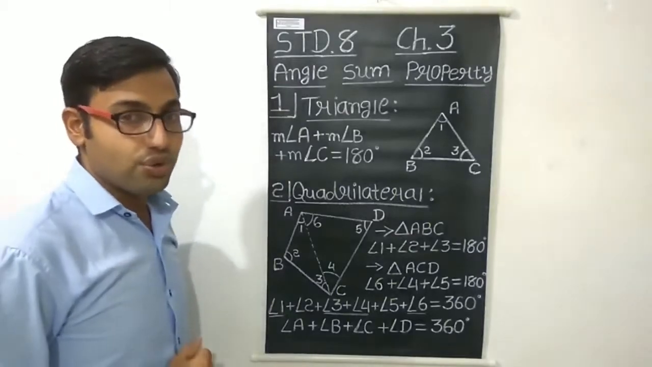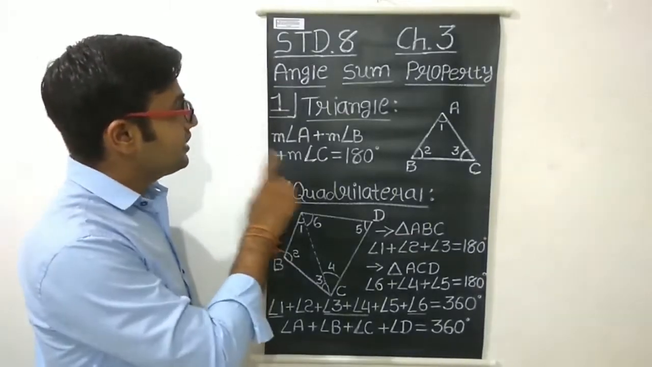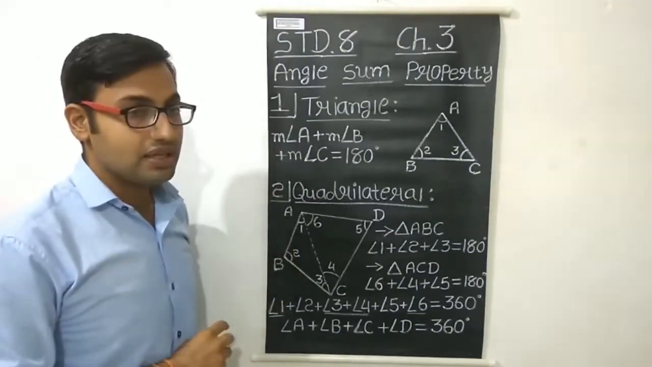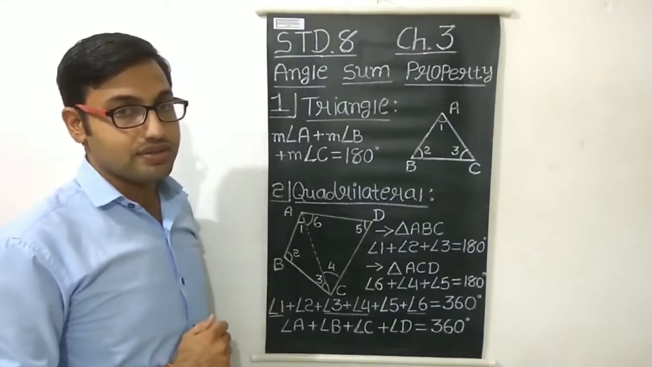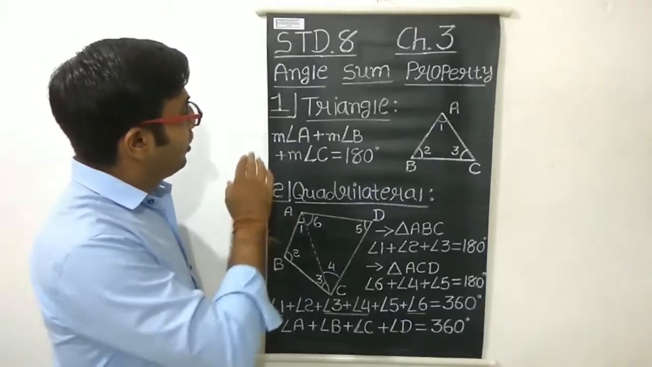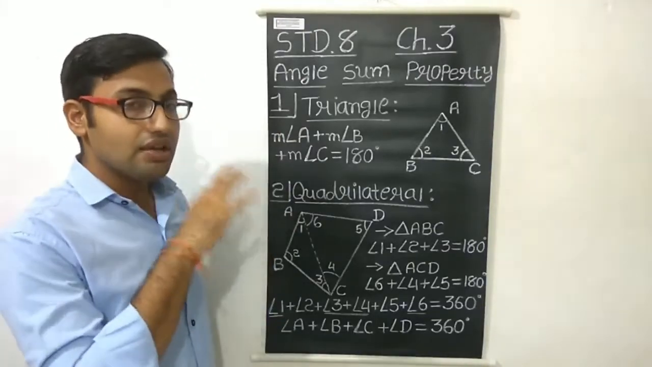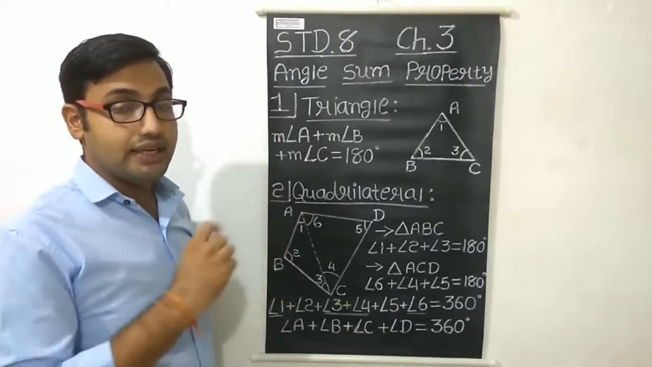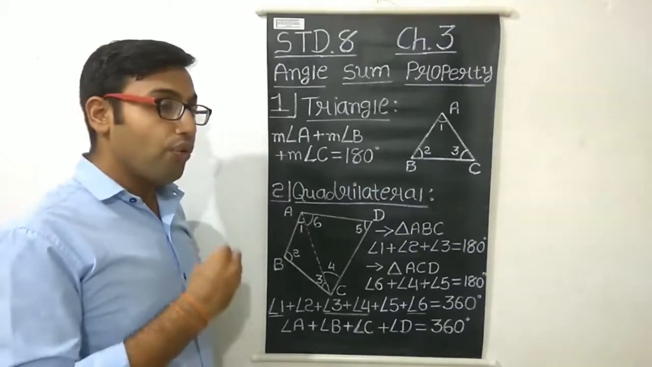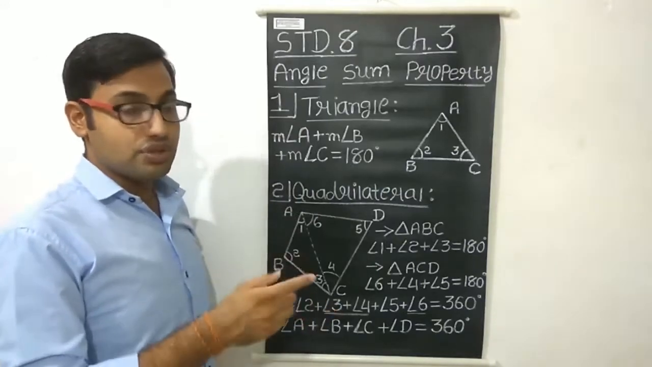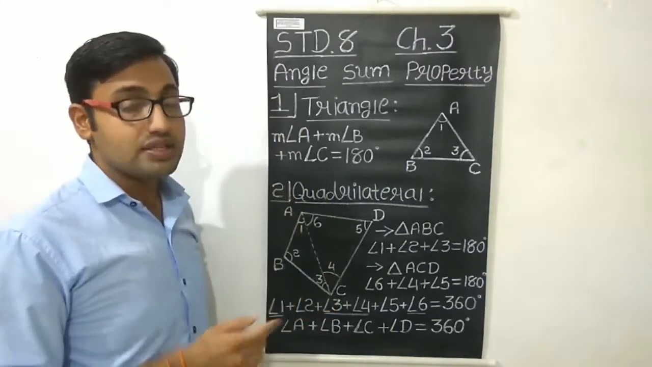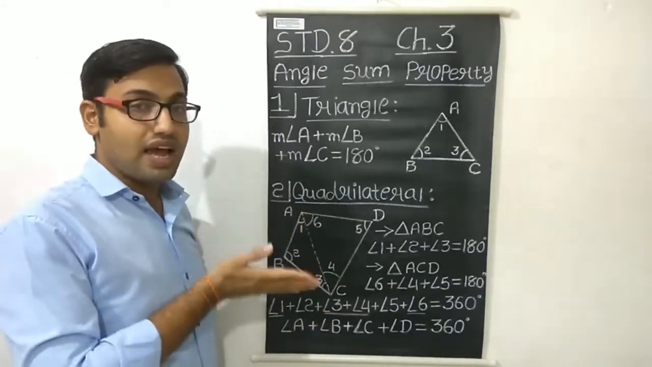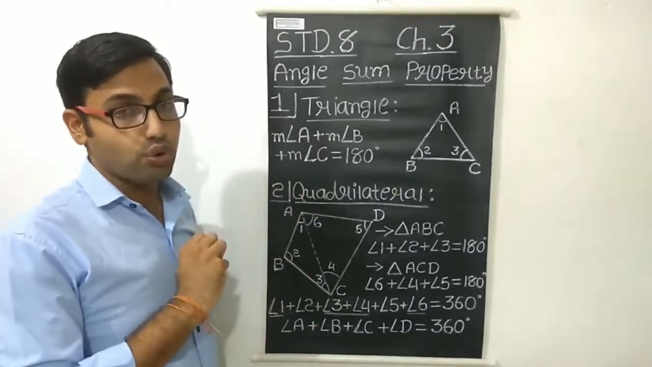Hello students, today we will study the angle sum property. This is the topic of standard 8 chapter number 3, understanding quadrilaterals. So, angle sum property means if we have a closed figure, then we can measure the interior angles, and what figure it gives if we add all the interior angles depends on the figure, on the sides by which it is closed.